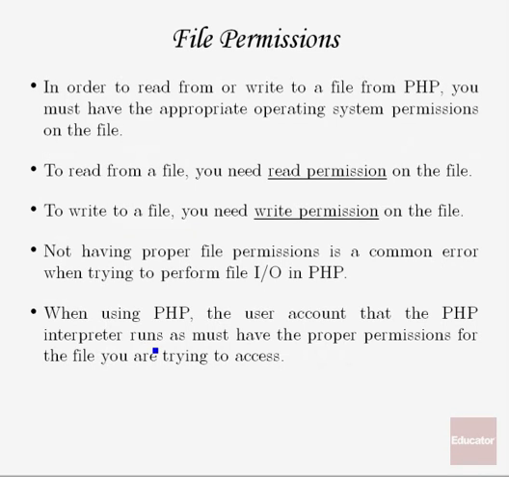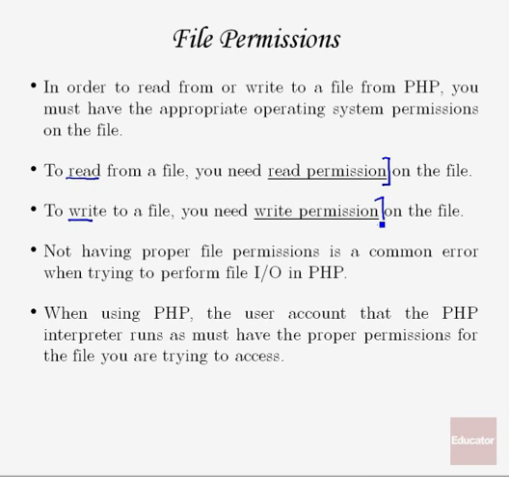Now I want to talk about file permissions. Like I said, those of you that have used Unix or Linux systems are probably more familiar with this than Windows users. But basically, in order to read from or write to a particular file, you need to have the appropriate permissions on that file. For example, to read from a file, you need to have what's known as read permissions on the file. To write to a file, you need to have write permissions on the file.